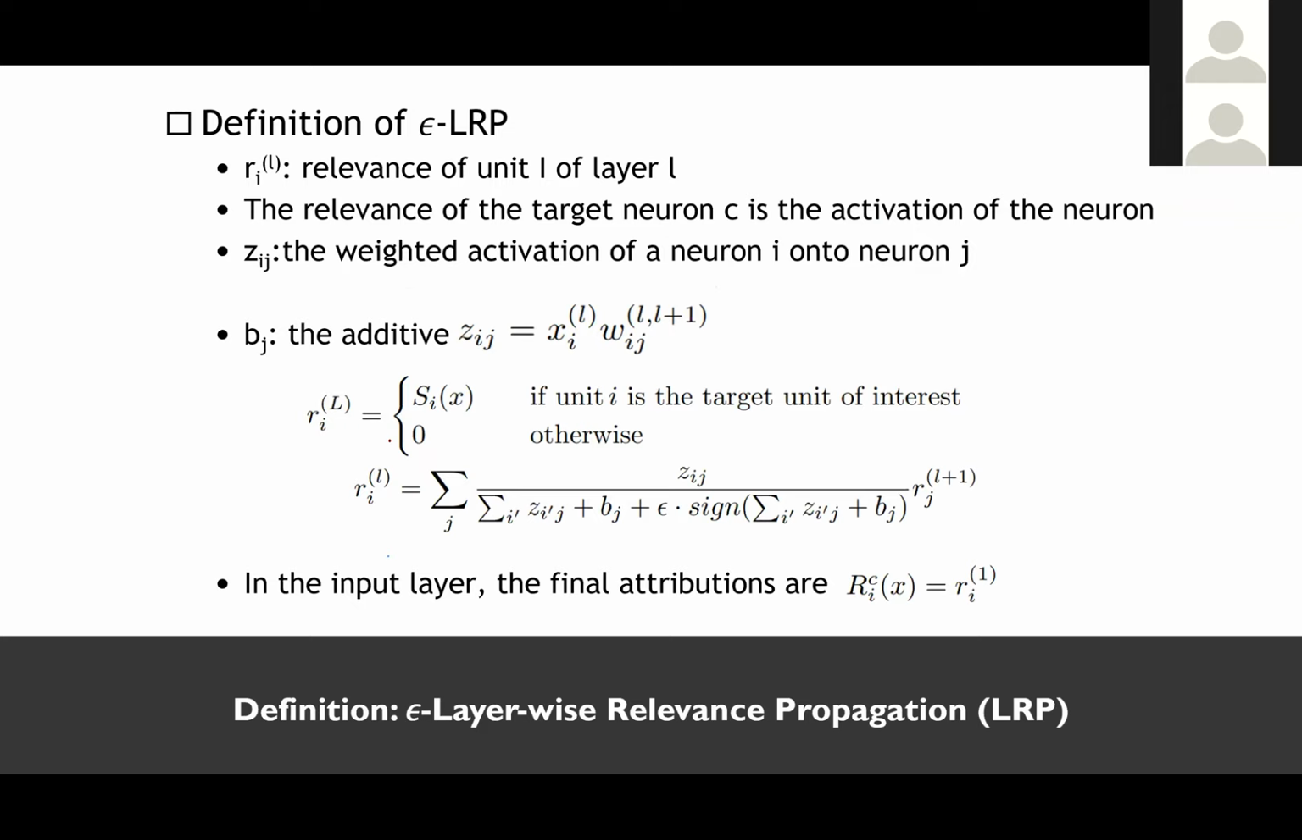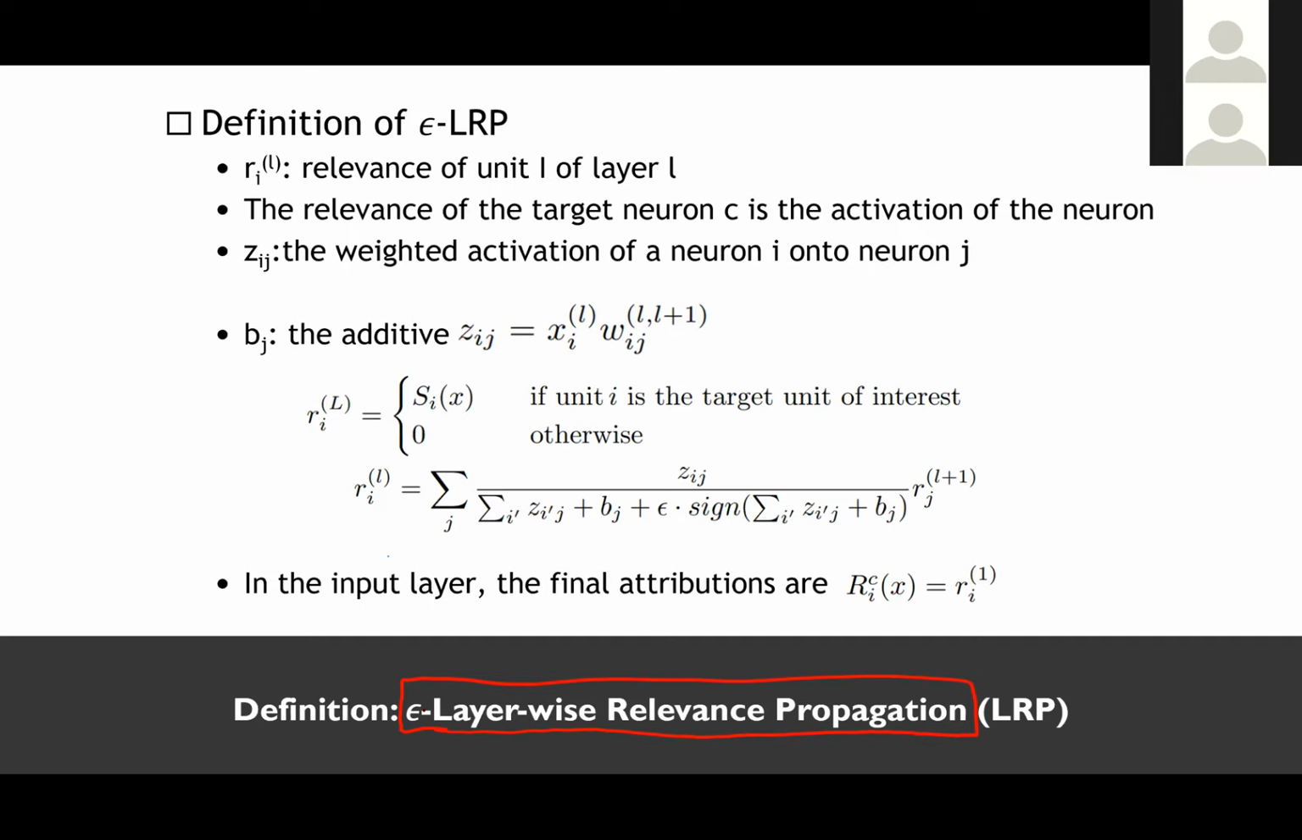So one of the methods that we introduce will be epsilon LRP. LRP stands for layer-wise relevance propagation. So this epsilon layer-wise relevance propagation is another way to compute the gradient in a deep neural network in a dynamic programming way. So this is relatively computationally efficient, even though it will compute a similar outcome to the other method. So I will explain.